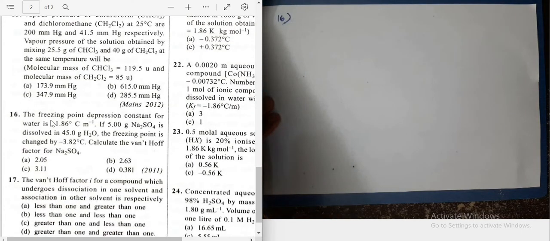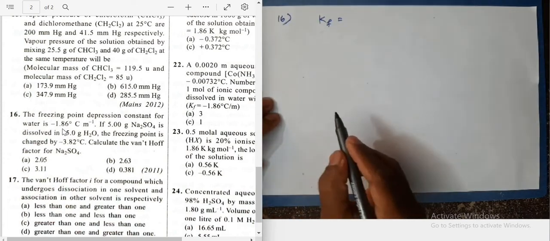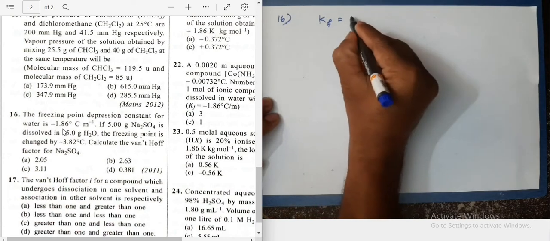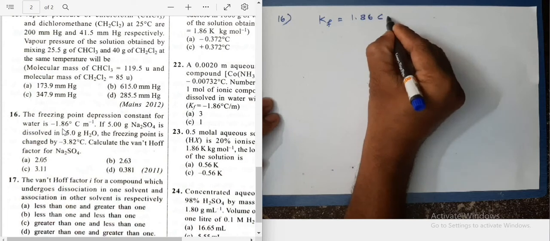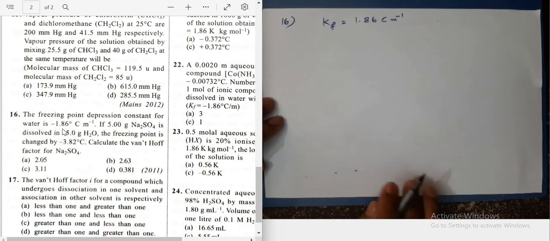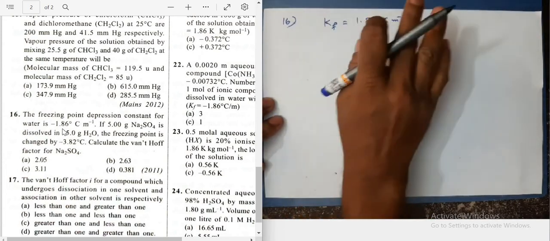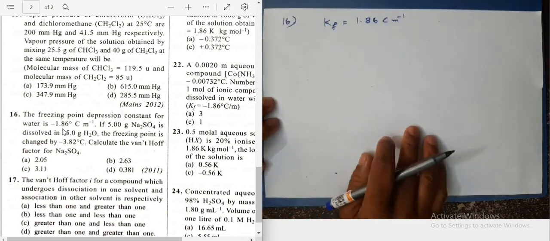Freezing point depression constant for water. That means Kf for water is given. It cannot be negative, so I'll just take it as 1.86 degrees Celsius per molality. This freezing point depression constant cannot be negative, so it is given as minus 1.86, but don't worry about that, you just take it as 1.86.